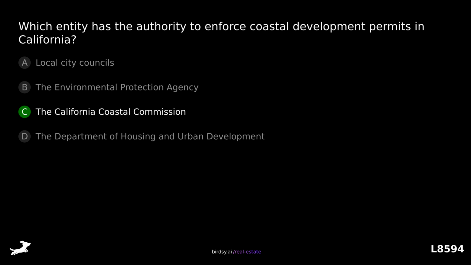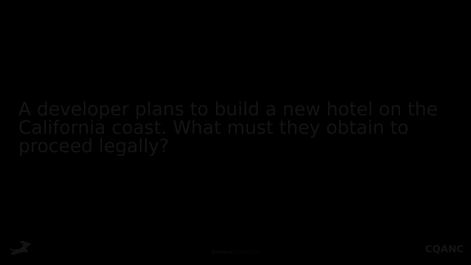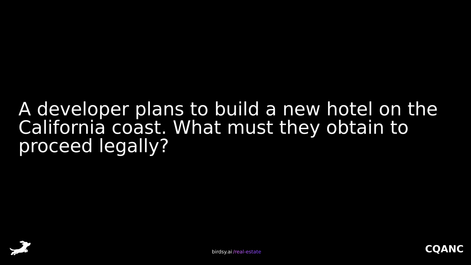The answer is C, the California Coastal Commission. Why this question may seem a bit tricky. The California Coastal Commission is often confused with local governments, but it holds the primary authority over coastal development permits. A developer plans to build a new hotel on the California coast. What must they obtain to proceed legally?